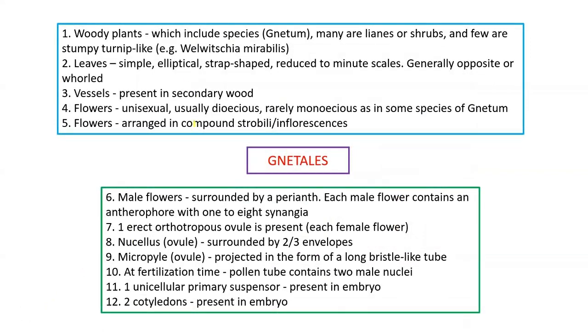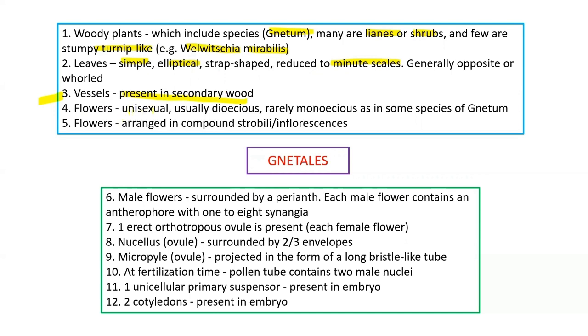Let us talk about the order Gnetales, which includes Ephedra and Gnetum. Now these are woody plants, which include Gnetum, the lianas, the shrubs, as well as stumpy, turnip-like plants like Welwitschia mirabilis. Now, leaves are simple, elliptical and strap-shaped, and they can be reduced to minute scales. They are mostly opposite or whorled. The most important point in the case of Gnetales is the vessels present in them, as in the case of secondary wood. So secondary wood has vessels.